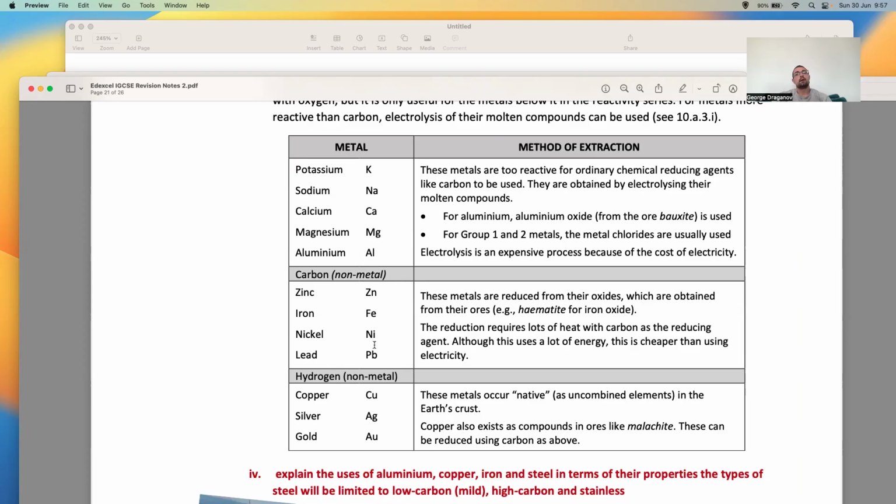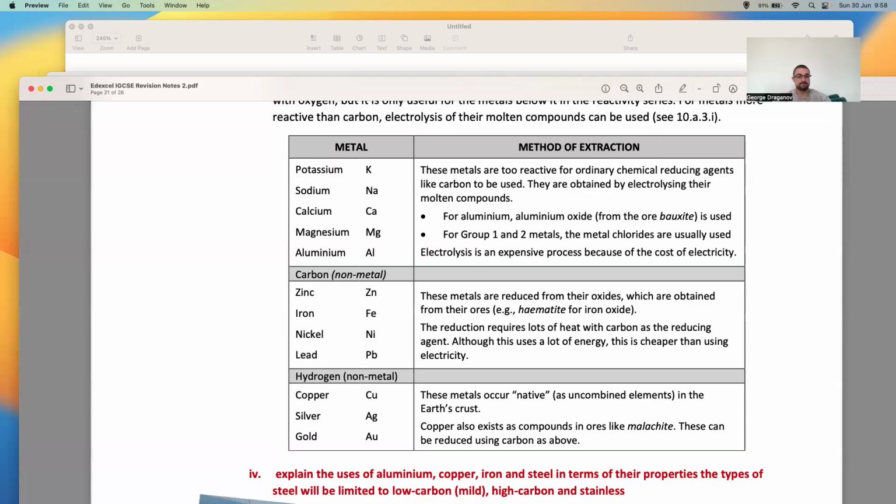Now, if we look at the next set, any metal below carbon can be extracted by displacement using carbon. So that means, for example, zinc oxide plus carbon will make carbon dioxide plus zinc. Now, this is called a reduction reaction and a displacement reaction, and it requires a lot of heat with the carbon. The carbon is the reducing agent. So it does use up a lot of energy, but it's cheaper than using electricity.